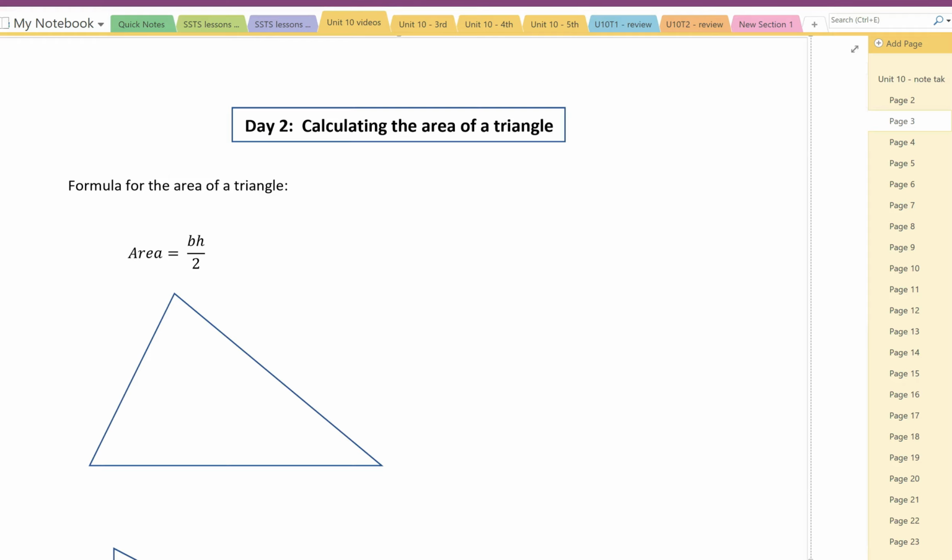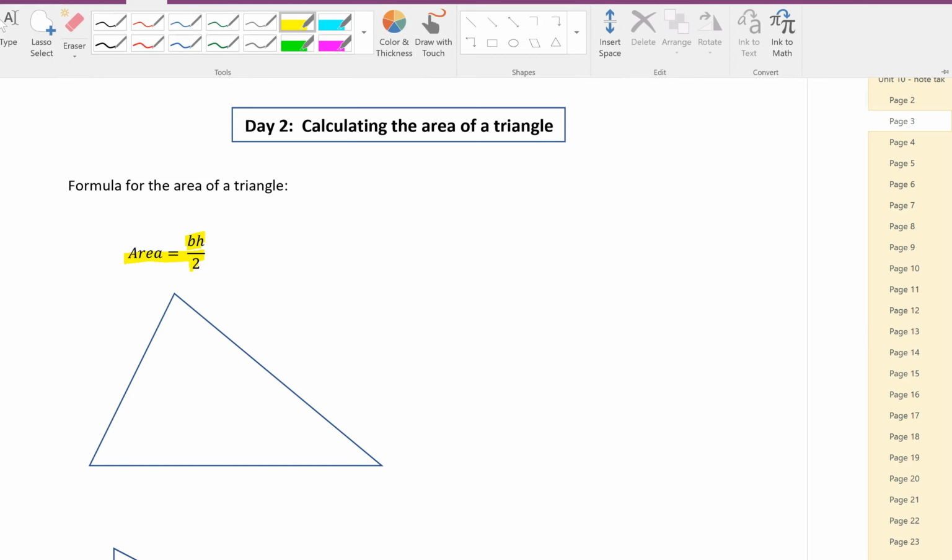All right, now let's calculate the area of some triangles. So the formula for doing that is right here. It's just area equals base times height divided by 2. So again, I'm going to have a base and a height, and this time when I'm doing a triangle, I'm going to divide whatever I get when I multiply the base and the height together by 2.